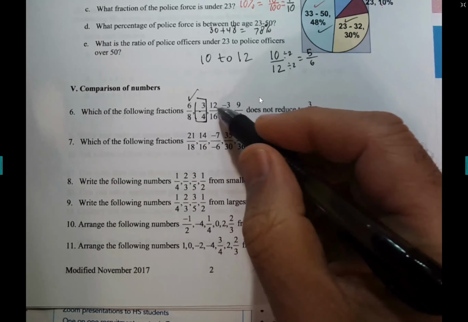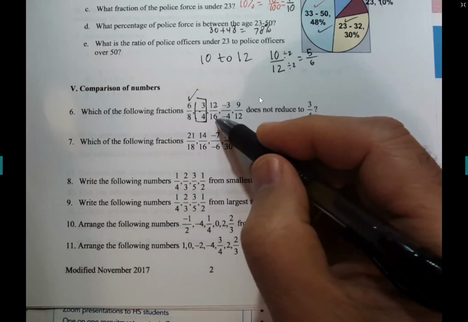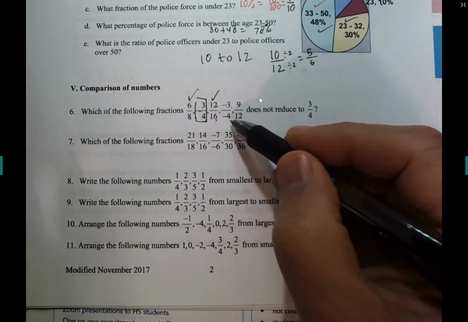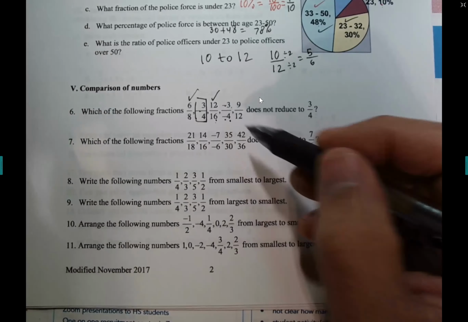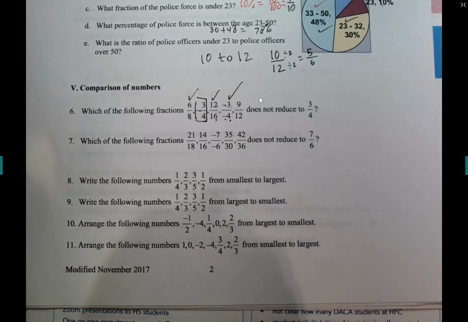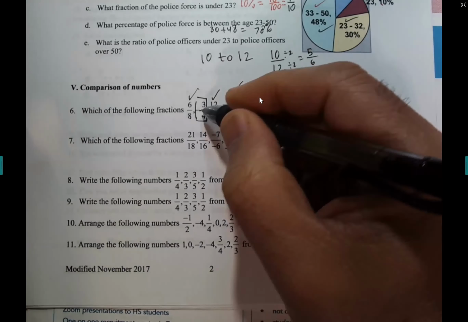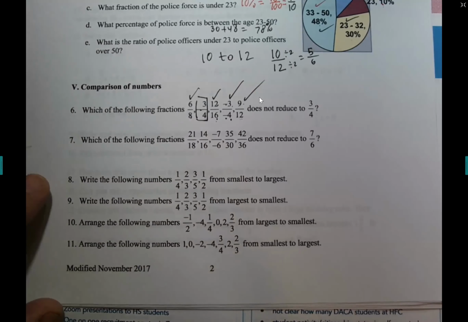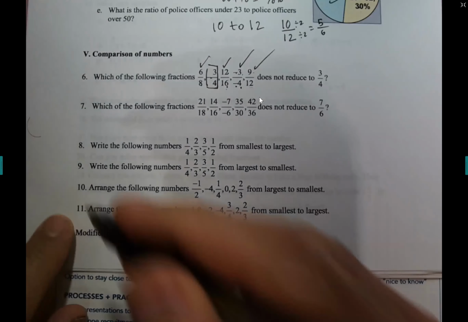Let's see, 12 over 16, guys. Can you reduce it to 3 over 4? Yeah, reduce by 4, it will be 3 over 4. That works. Negative 3 divided by negative 4 reduces to 3 over 4, since negative over negative is positive. That works. 9 over 12, if you reduce by 3, you get 3 over 4. So the only one is negative 3 over 4.